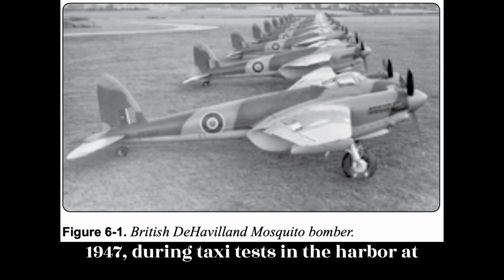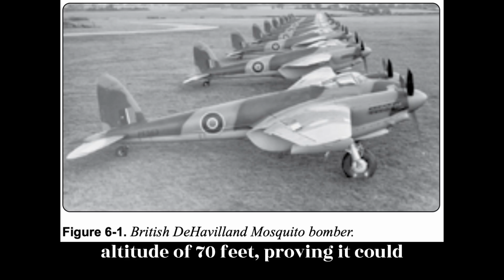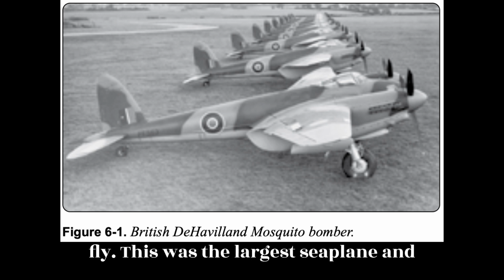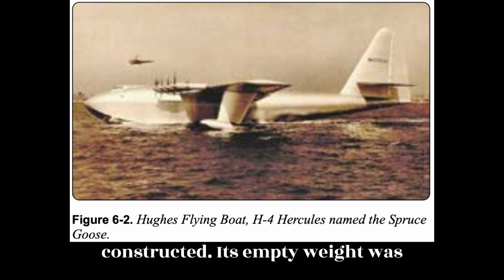After many delays and loss of government funding, Howard Hughes continued construction, using his own money in completing 1 aircraft. On November 2, 1947, during taxi tests in the harbor at Long Beach, California, Hughes piloted the Spruce Goose for over a mile at an altitude of 70 feet, proving it could fly. This was the largest seaplane and the largest wooden aircraft ever constructed.